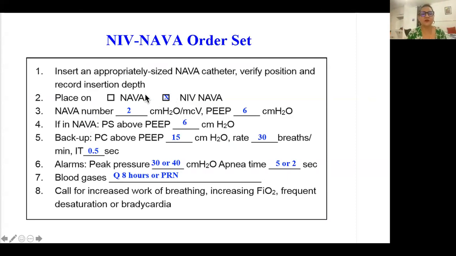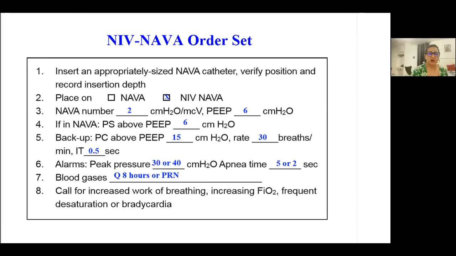And then you have to state whether you have put NIV NAVA or invasive NAVA, what NAVA number you have kept, what PEEP you have kept, what pressure you are keeping above PEEP, and what the backup pressure, rate and inspiratory time are, what alarms you are setting, the apnea time, and what alarm you are setting for the peak pressures. And depending on the baby, you will do blood gases, and watch for increased work of breathing, increased FiO2, frequent desaturation or bradycardia. Then you need to change the settings.